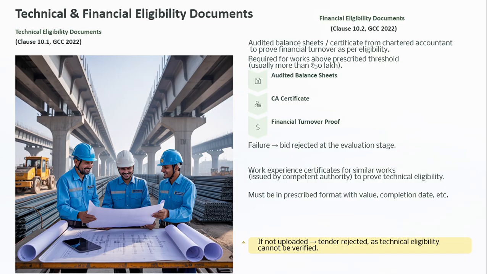Technical and financial eligibility documents. Technical eligibility documents: audited balance sheet certificate from the chartered accountant to prove financial turnover as per eligibility. Required for works above the prescribed threshold, usually more than 50 lakhs. Audited balance sheet, CA certificate, financial turnover proof. Failure means bid rejection at the evaluation stage.